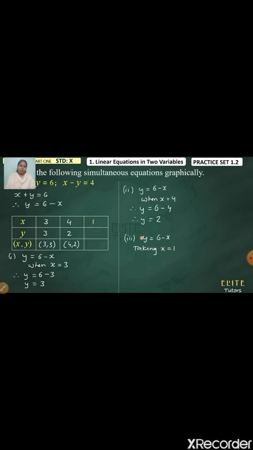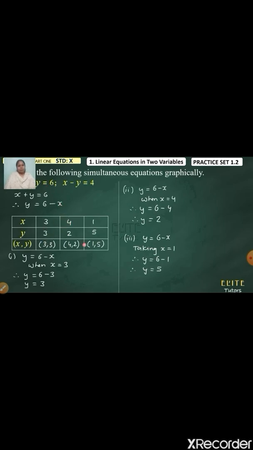So y will be equal to 6 minus 1, that is equal to 5. Y is equal to 5. Complete the table. So x will be 1, y will be 5. Ordered pair will be 1 comma 5. Like this we have prepared all the three values of the first equation.